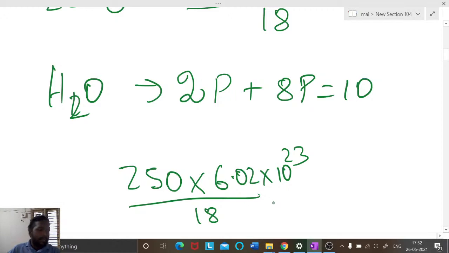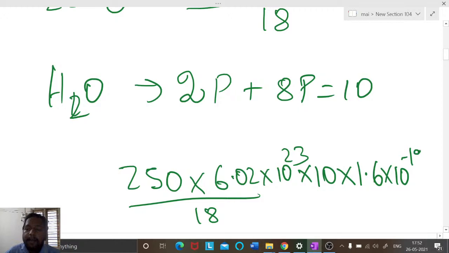18 gram of water is equal to the Avogadro number, into 10. Why into 10? Because in H2O, 10 protons and 10 neutrons will be there. So here I have taken 10 protons into the charge of electron. They asked how much positive and how much negative charge will be there in a cup of water. The charge of electron is 1.6 into 10 power minus 19. This is the total number of protons in the 250 gram of substance.